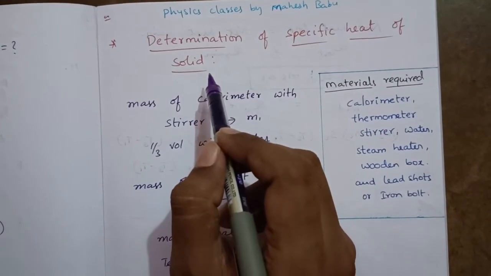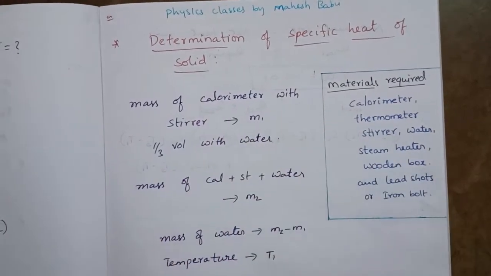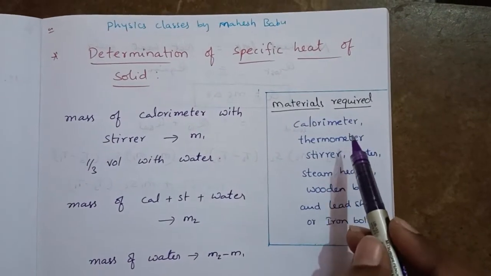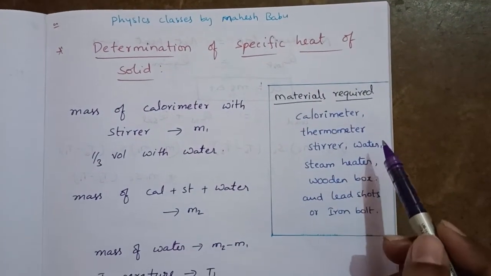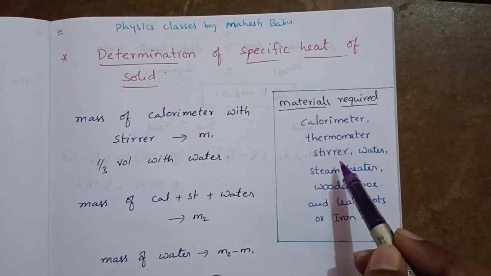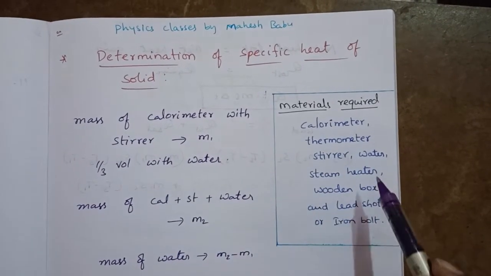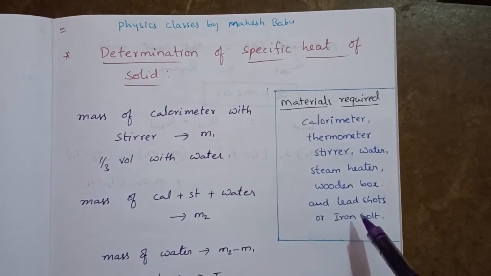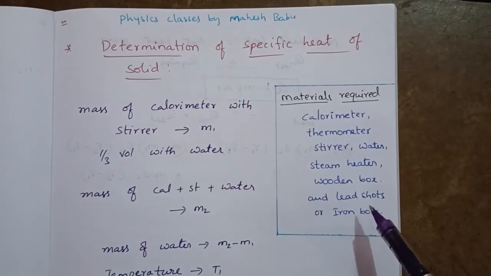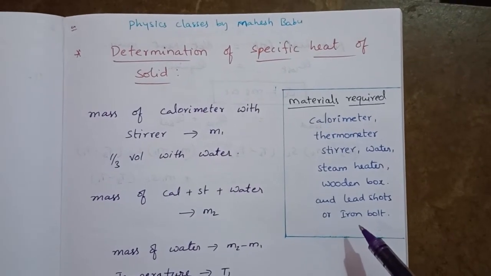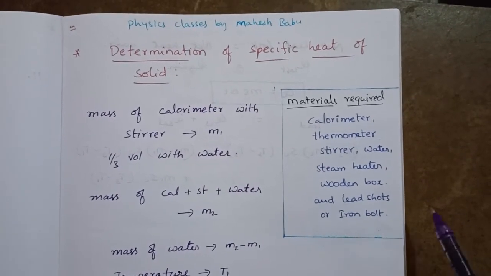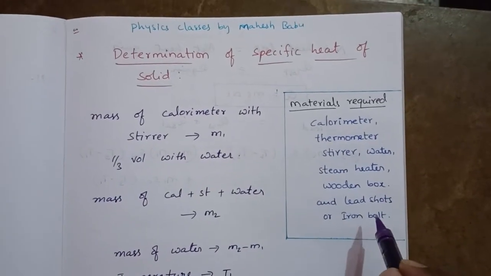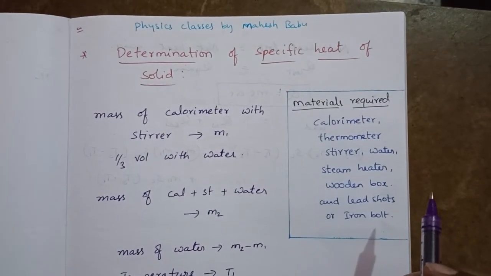To do that experiment, we require materials: calorimeter, thermometer, stirrer to mix, water, steam heater, wooden box, and a solid material for which we want to find specific heat, either lead shards or iron bolts. Whatever solid material they give, for that we should find the specific heat.